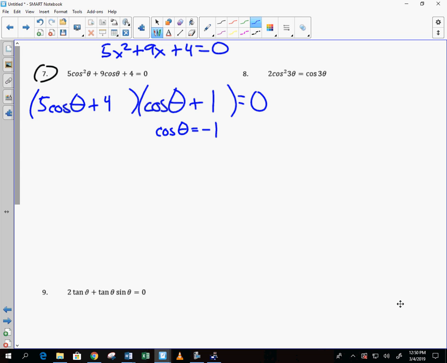I have a second equation, 5 cosine of theta plus 4 is equal to 0, or cosine of theta is equal to -4/5. Well, then we go back to our drawing. Where is cosine negative? Second and third. It's okay. We all make mistakes. The left side. Very good.